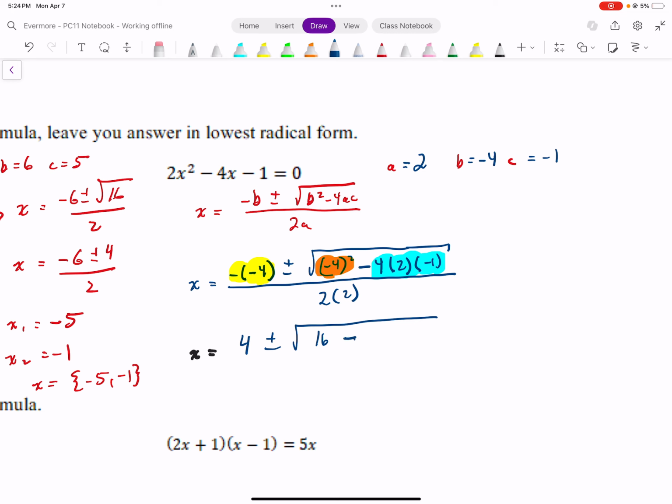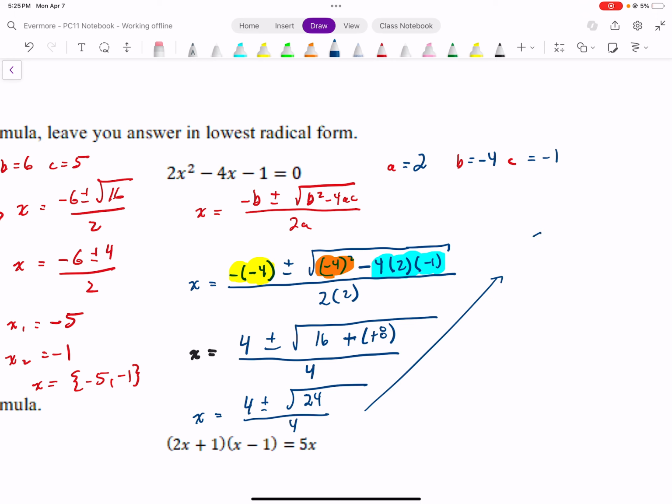Subtract. Then I need to move on to the blue, which is multiplication. BEDMAS: exponents, multiplication, division. So 4 times 2 times negative 1, and that is negative 8. Divided by the denominator, which is 4. So just quickly simplifying what's going on: 4 plus or minus the square root of 16 minus negative 8. Well, that just turns it into adding a positive, right? And I believe that is 24 all over 4. And we're almost done. So I'm just going to simply write it: x is equal to 4 plus or minus the square root of 24 all over 4.